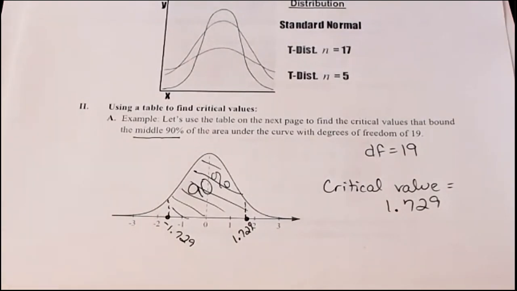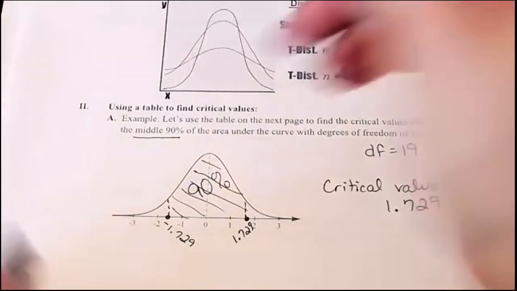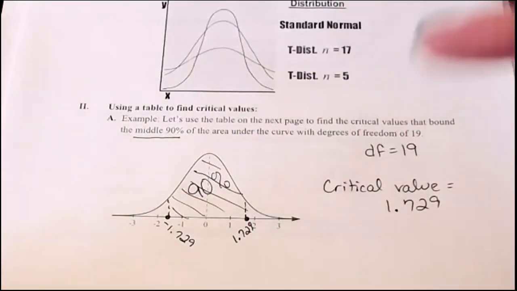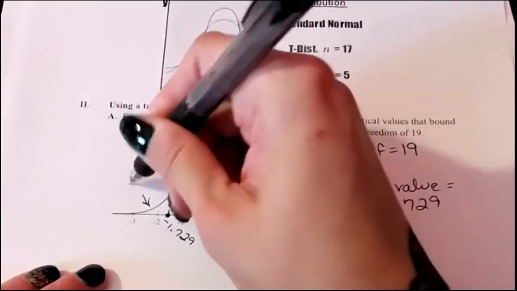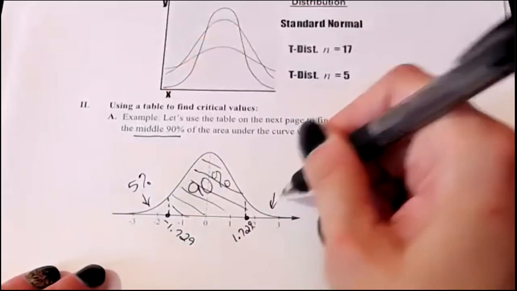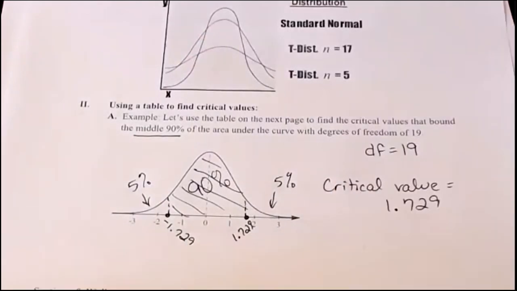Let's go ahead and turn the page. By the way, just to reiterate what we've learned before, if the middle is 90%, we know that in each tail, there's going to be 5% left over with 10% altogether. Good. Let's turn the page and try another one.